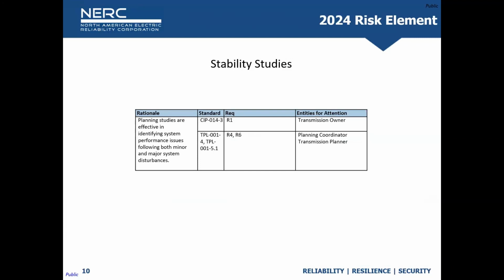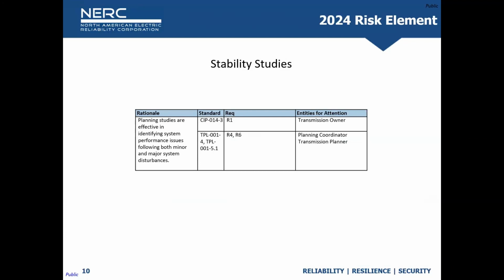Stability studies. The risk here is that planning studies won't be sufficient. Specific concerns identified in the CMEP IP include events with tripping of inverter-based resources during disturbances increasing in both frequency and severity. That indicates issues with dynamic model accuracy, as well as issues with the robustness and thoroughness of stability studies.